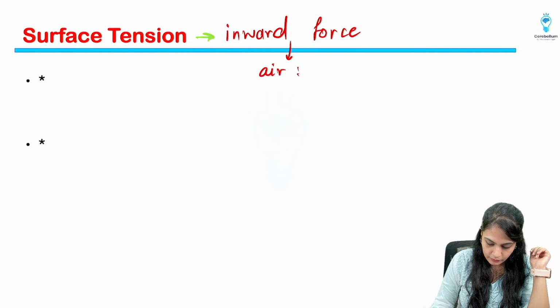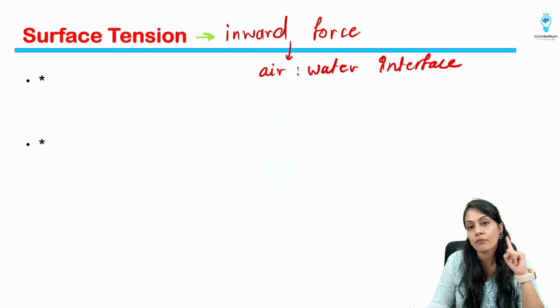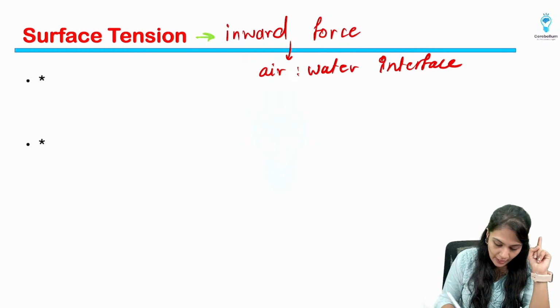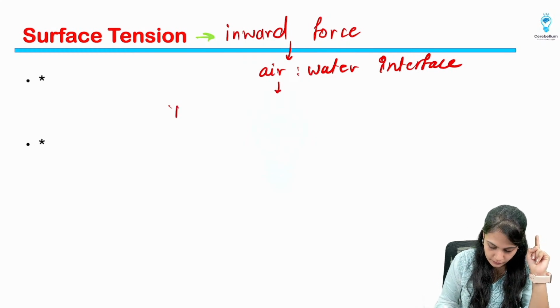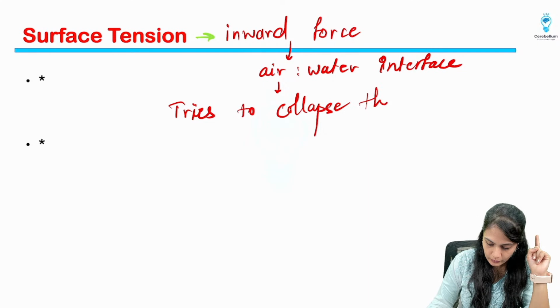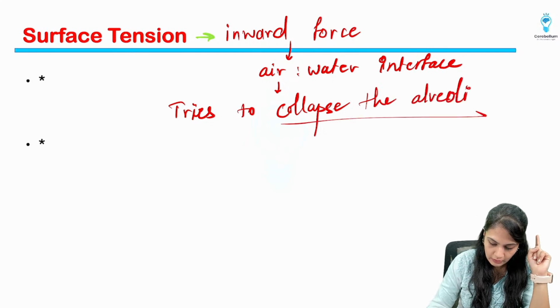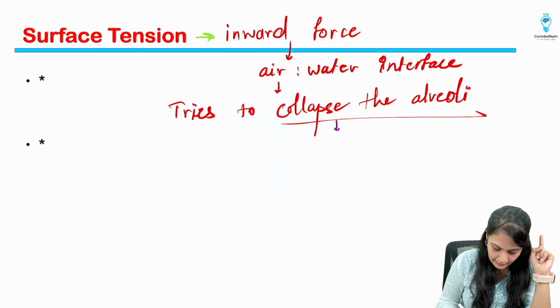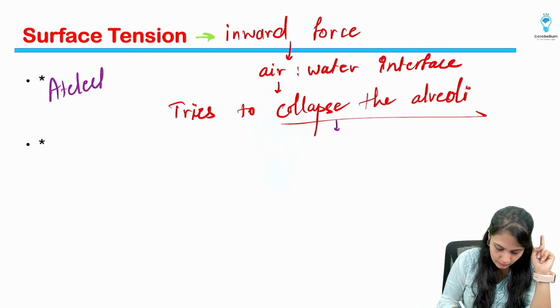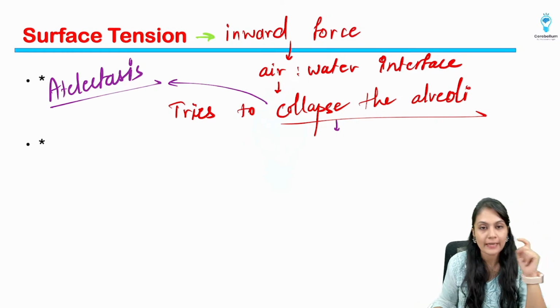Air-water interface, right? This is the inward force, very important. It tries to collapse the alveoli. Now, if I have to say one word for the collapse of the alveoli, this is known as atelectasis. So the collapse of alveoli is nothing but atelectasis.